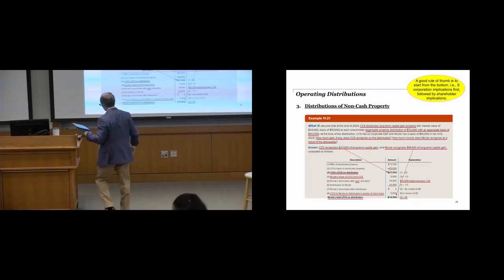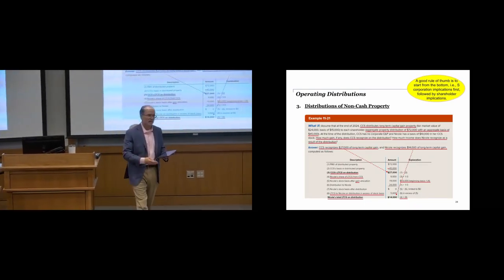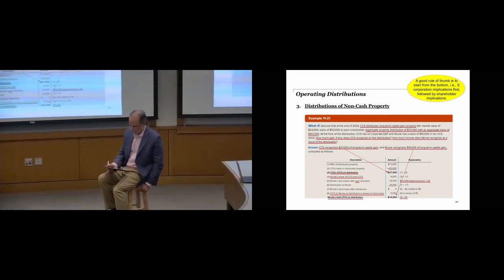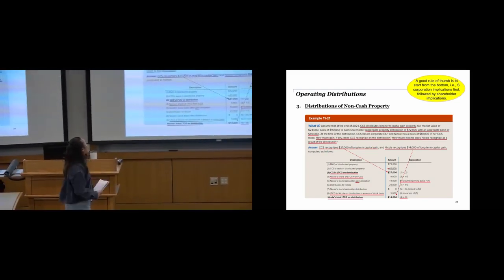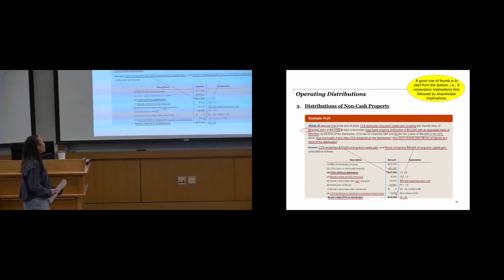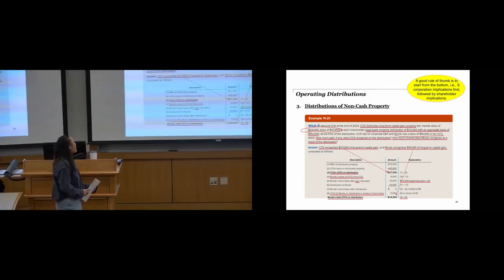Our last example. Assume that at the end of 2024, CCS distributes long-term capital gain property, fair market value of 24K, basis of 15K, to each shareholder. So an aggregate property distribution of 72K with an aggregate basis of 45K. At the time of the distribution, CCS has no corporate E&P, and Nicole has a basis of 10K in her CCS stock. How much gain, if any, does CCS recognize on the distribution, and how much income does Nicole recognize as a result of the distribution?